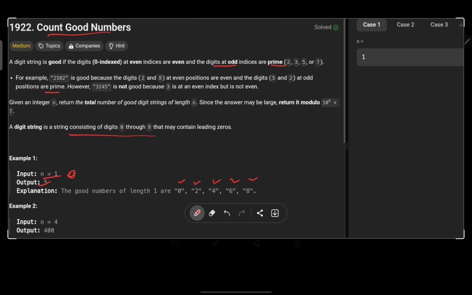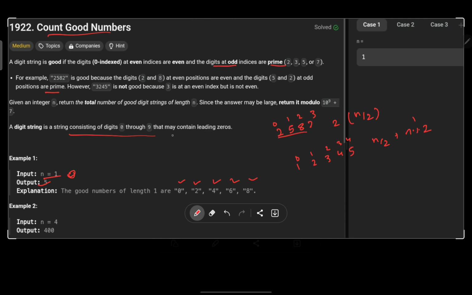Now if a 4 digit number is given, like 2 5 8 2, so n equal to 4. The indices are 0, 1, 2 and 3, so there are 2 odd indices, so it is n by 2. For the number of even indices, if the length is odd, then the number of even indices will be n by 2 plus n modulo 2. This modulo will give 1 in case of odd n, and that would be added to this.